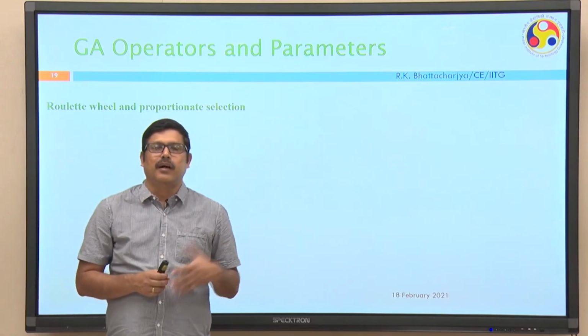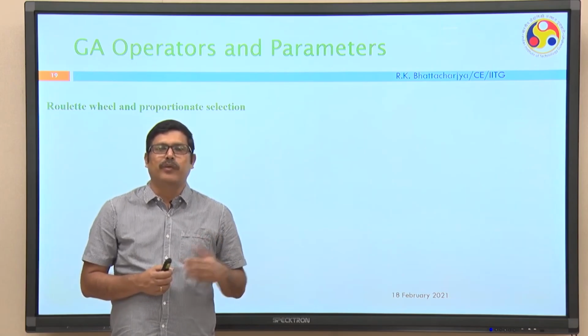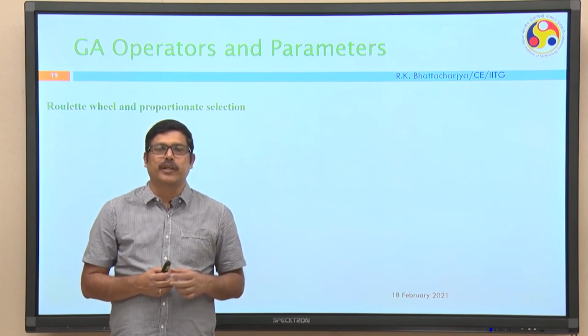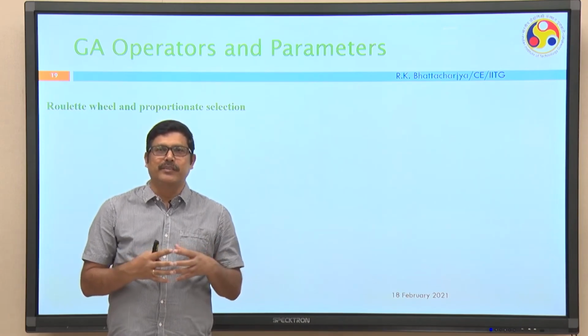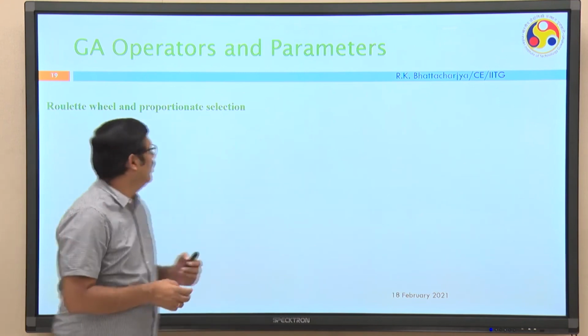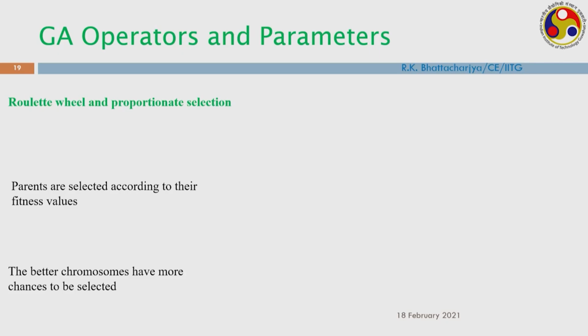Let us discuss the other selection operators. One of them is roulette wheel and another is proportionate selection. These two are a little bit interlinked, so we are discussing them together. Now, what is roulette wheel? In this case the parents are selected according to their fitness values. Suppose a particular solution has a higher fitness value, then it will have a higher probability of being selected for the next generation. Therefore, the better chromosomes have more chances to be selected.